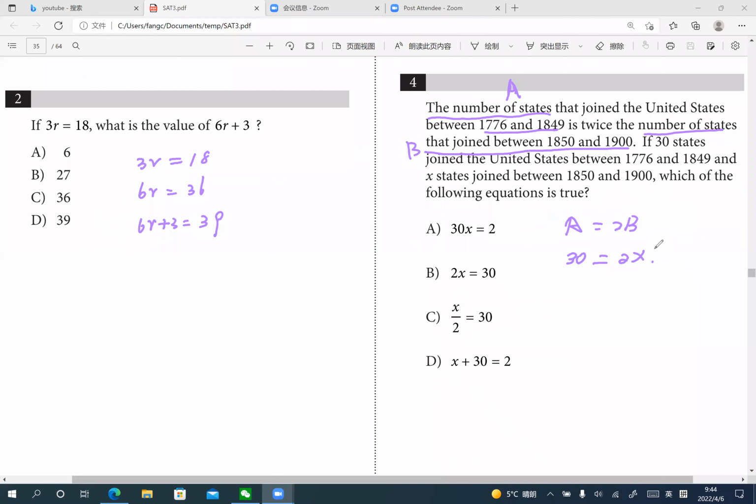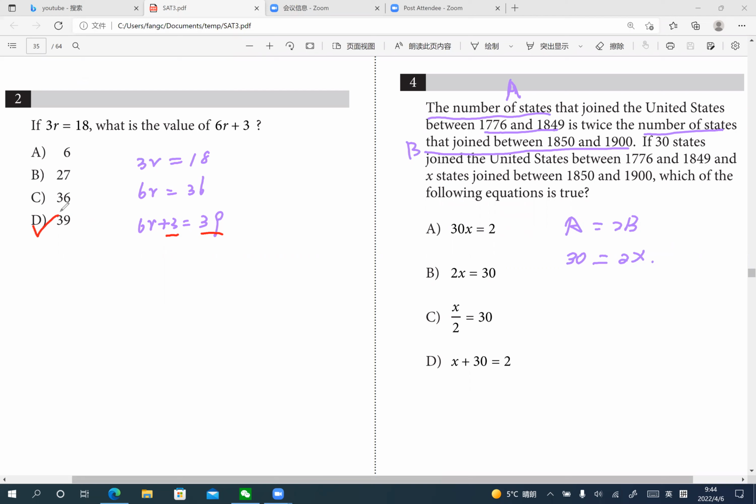Question 2, if 3r equals 18, what is the value of 6r plus 3? 3r equals 18, then 6r should be equal to 36. And 6r plus 3 should be equal to 36 plus 3, which is 39. We should choose option D, question 2.